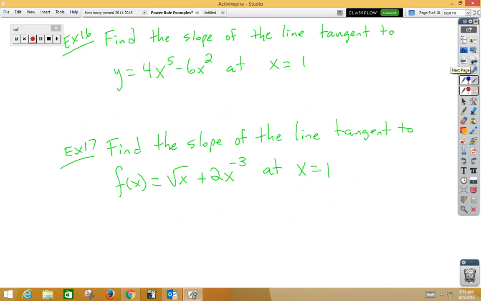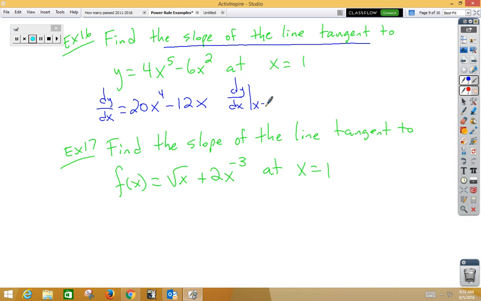Now we're getting into what the derivative actually means, and the derivative helps you to find the slope of the line tangent to a curve. So if I want to find the slope of the line tangent to the curve, I'm going to first take the derivative. Dy dx is 20x to the fourth minus 12x, and then I'm going to plug in a 1. So dy dx at x is 1 would be 20 times 1 to the fourth power minus 12 times 1, 20 minus 12 being 8, and that would be my slope at x is 1.